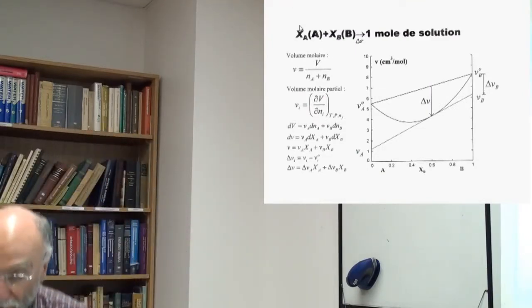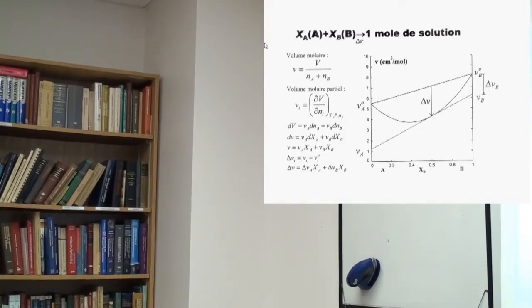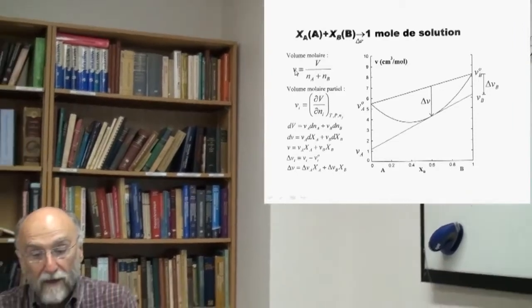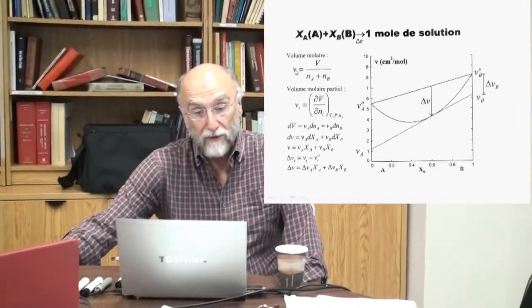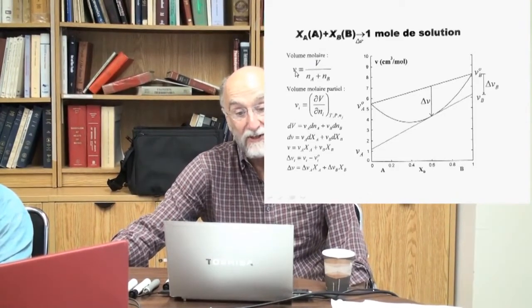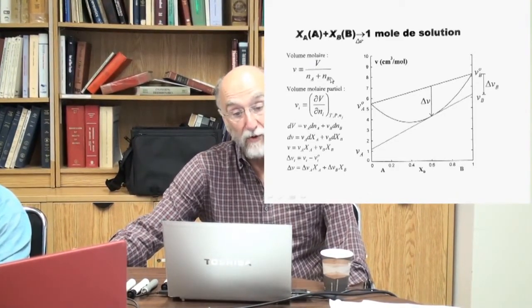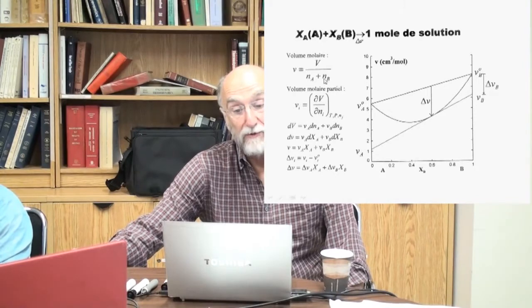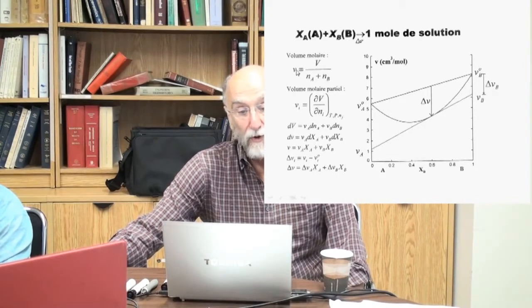So that's the molar property. The molar volume is equal to the total volume, in liters, divided by the total number of moles, liters per mole. Na and Nb are the total number of moles of A and B. So this is the molar property.